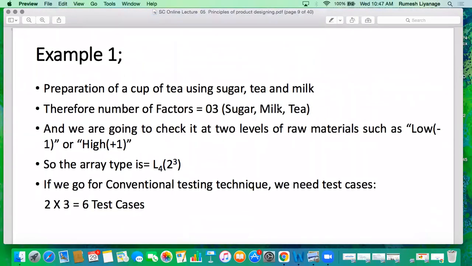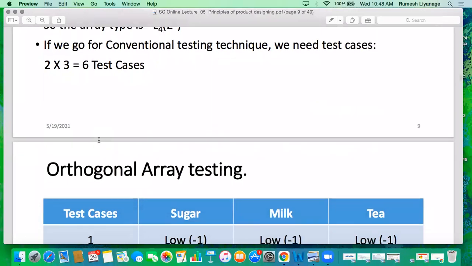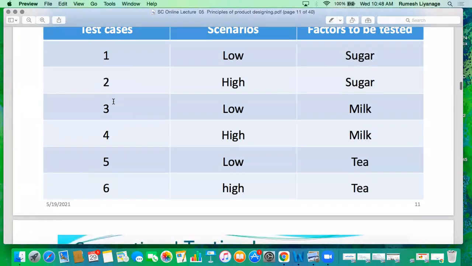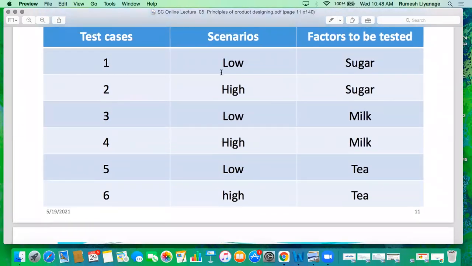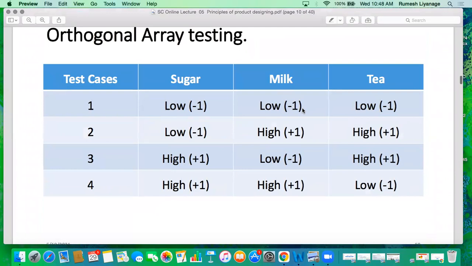Here, this is the very first example. Here we have used 3 factors. It's clear, right? Sugar, milk, and tea. How many levels? 2 levels. So if we are going to conduct a conventional method, 2 multiplied by 3, there are 6 cases that have to be conducted. But in the orthogonal array system, there are only 4 cases.